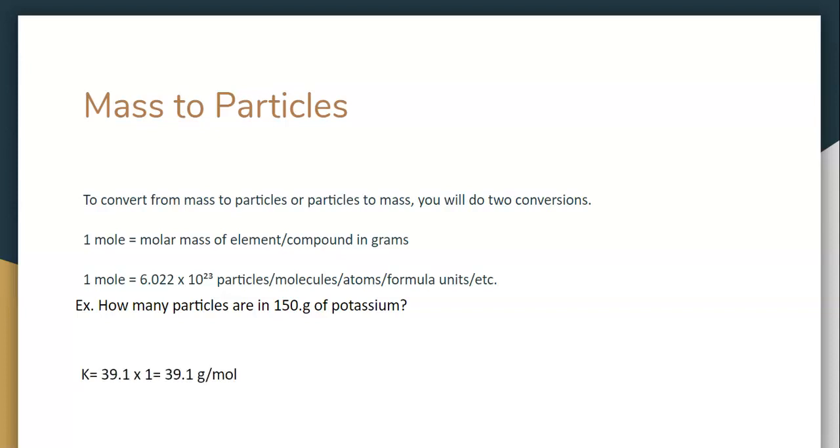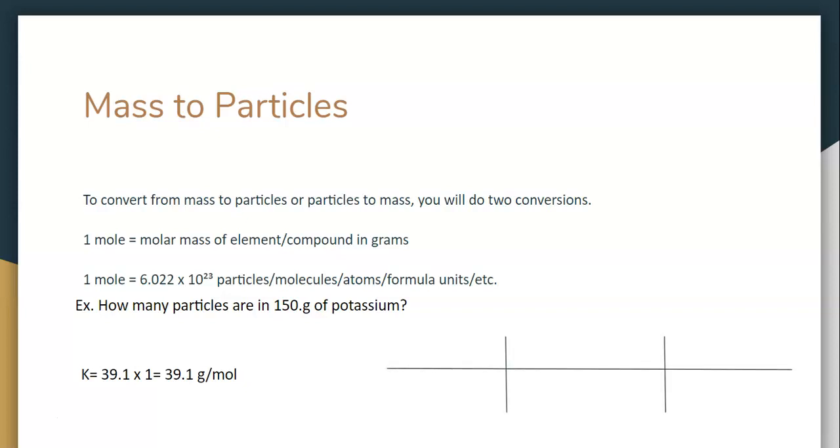So first things first, I've got to figure out my molar mass. Potassium is K on the periodic table, and I look at it, and it's 39.09 something. So when I round to one spot after the decimal point, my tenths place, it's going to be 39.1. Because it's just one potassium, it doesn't have a subscript, it's going to just be times 1, which is 39.1 grams per mole.